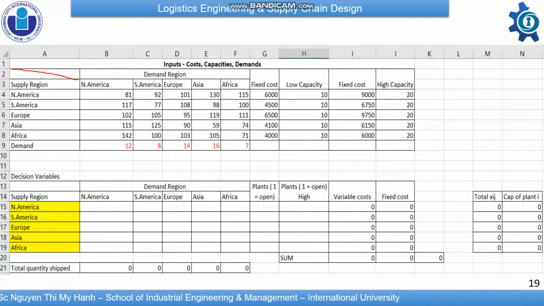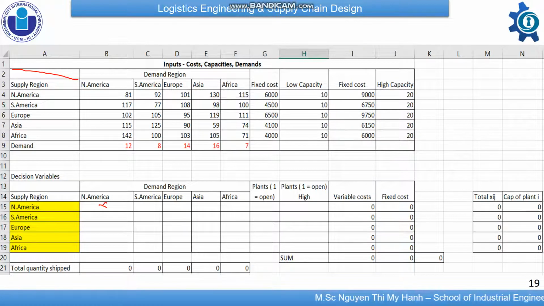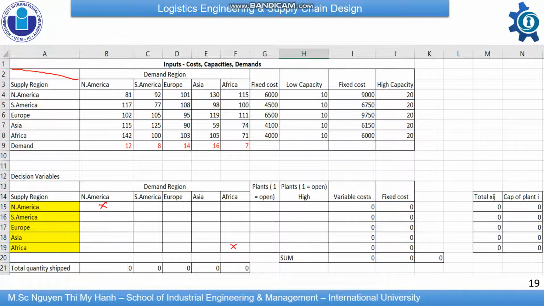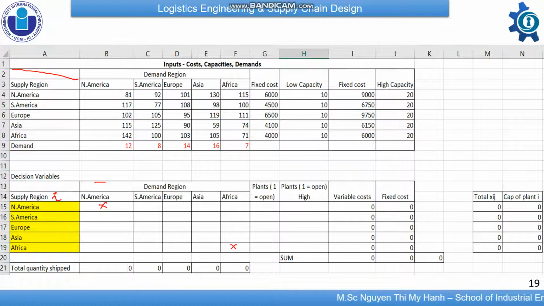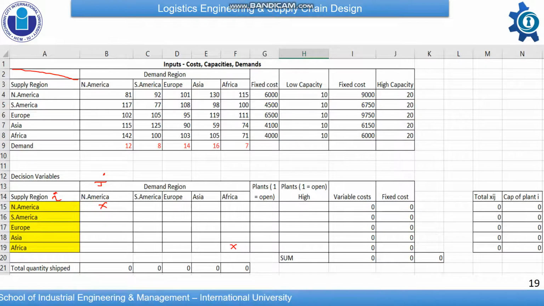We have three constraints. Do you still remember? So I include the decision variable, that is this table, and B15 to F19 will represent the total quantity shipped from plant I to market J. So for example, B15 will be the total quantity shipped from North America to North America.